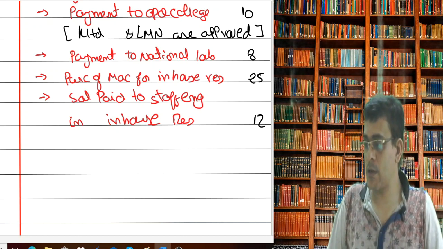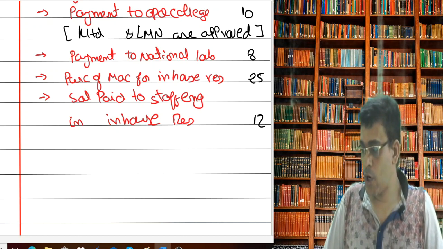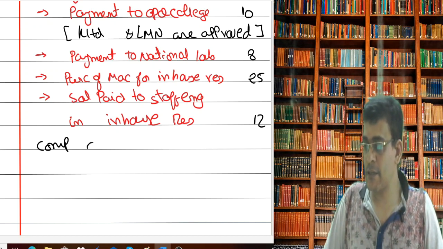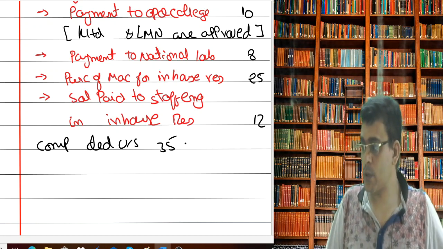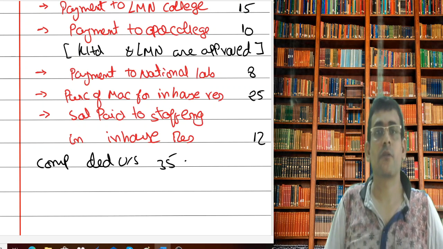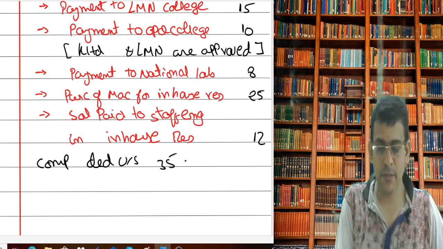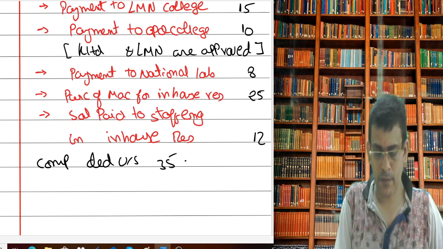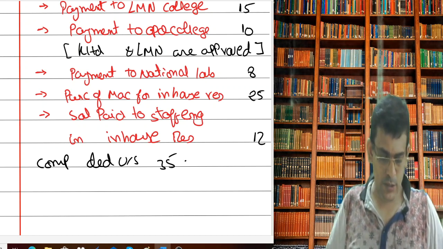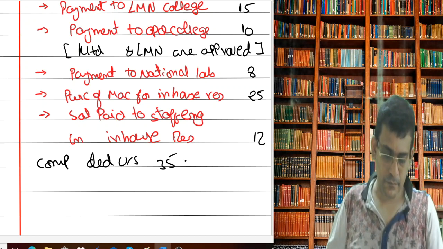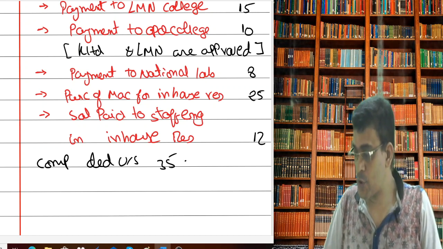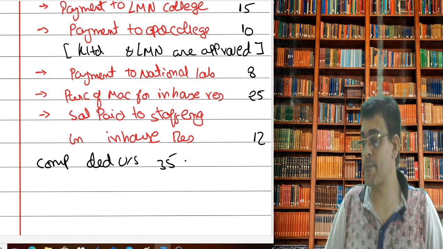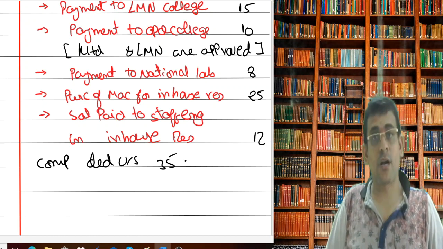Now ultimately the objective of this problem is what? Compute deduction under section 35. So you need to compute the amount of deduction which you are supposed to avail under section 35. That's what we are supposed to consider. Okay, so now let us get into the solution. First, let us go through each and every point of the problem, then we'll start working with the solution.